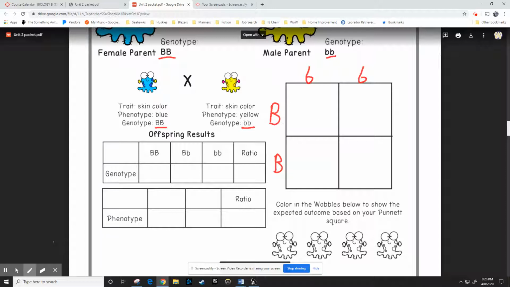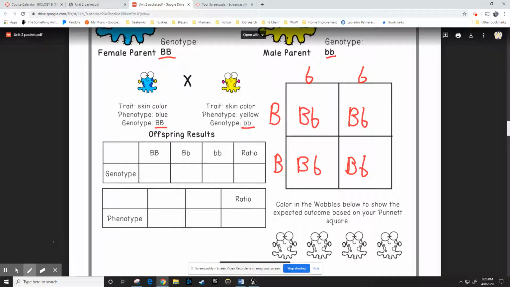So when we do the cross, each square here is going to get one from each parent. So we get the capital B here, and we get the lowercase b here. For the top right quadrant, you get the capital B from here, and you get the lowercase b from here. Same thing for these ones here. They both get a capital B from the row, and they both get a lowercase b from the column. So we can see that all four of these are identical. They're all heterozygous, right? You all have a dominant allele and a recessive allele.